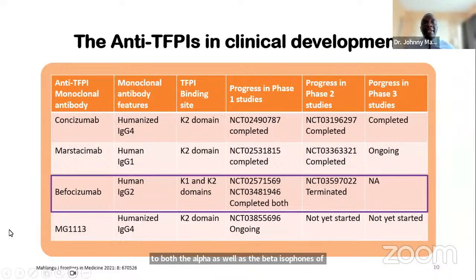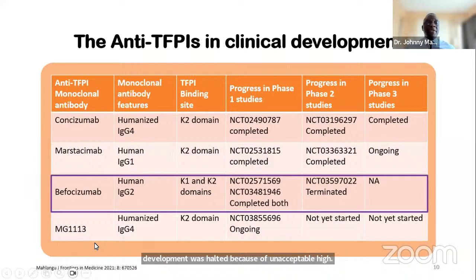And in the last decade, there have been several molecules developed with a view to blocking the tissue factor pathway inhibitor. It started with bevacizumab, which was developed to bind to K1 and K2 domains of the tissue factor pathway inhibitor. It is a human IgG2 molecule. Unfortunately, its development was halted because of unacceptably high thrombotic risk associated with it.